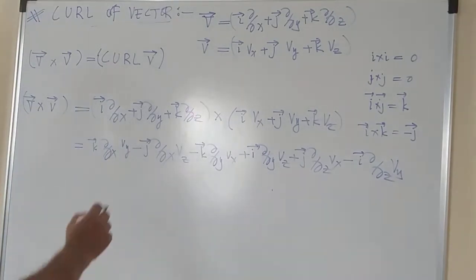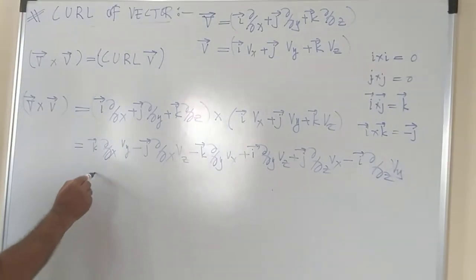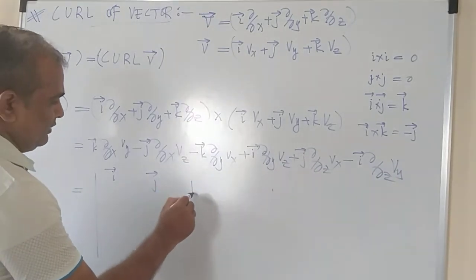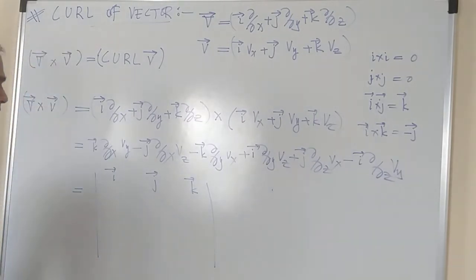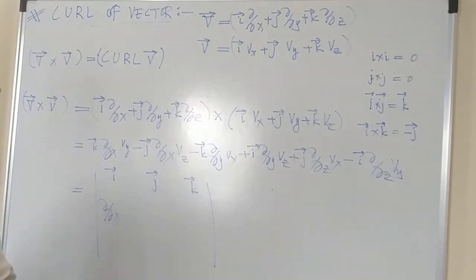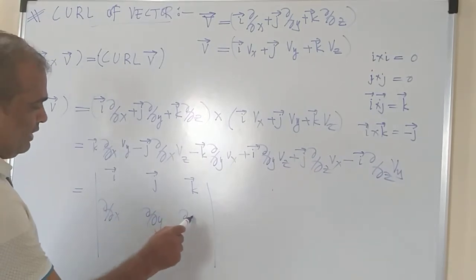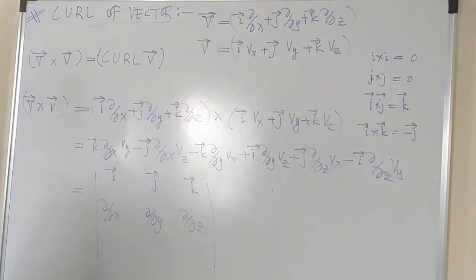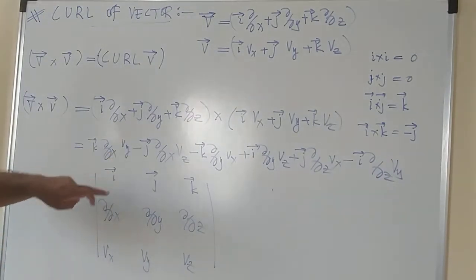So you got this one, and you can interpret the same thing in terms of the determinant, whose first row is your vectors i, j, and k bar, and the second row is the components of the differential operator, dou by dou x, dou by dou y, dou by dou z, and the third row of the determinant is the coefficients of a vector field, that is Vx, Vy, and Vz. You can recheck it. If you recheck, you should get these terms only.